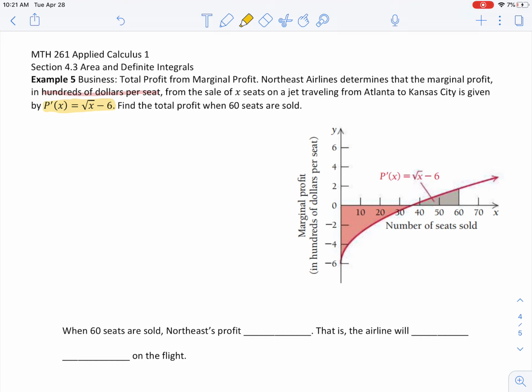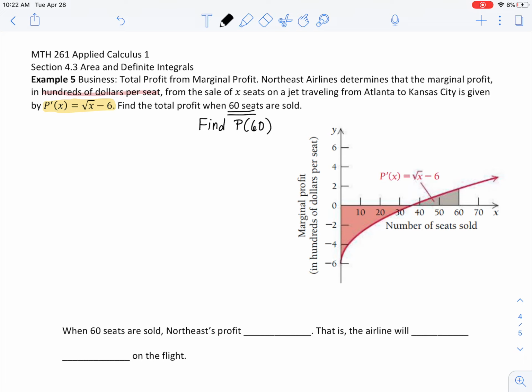So if I want to find the profit function from the marginal profit function, we're going to have to integrate this, right? So what do they want? I was wondering whether they should give me an initial condition so that I can figure out C. No, we don't need that, because here they're asking, find the total profit when 60 seats are sold. So what we're going to do is find P of 60.